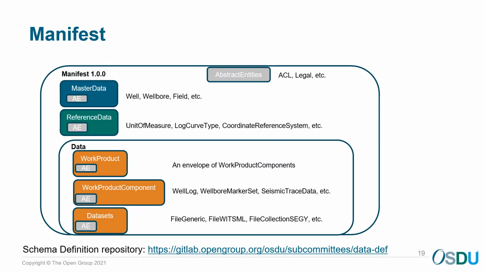In this slide, you can see the anatomy of a manifest. A manifest may contain master data entity types, reference data, or data as work product components and datasets. Examples of specific entity types are shown to the right side of the group types. For further reference of specific entity types, see the data definition repository holding entity type schemas.